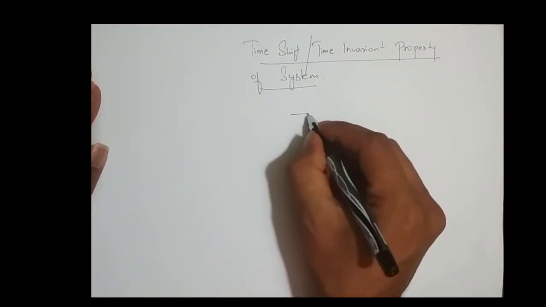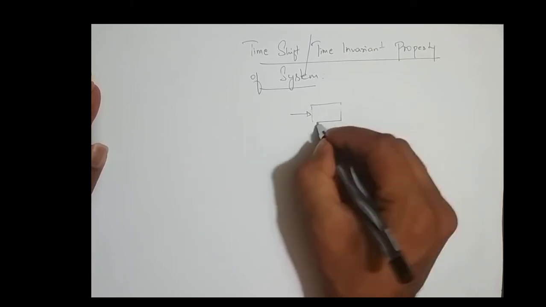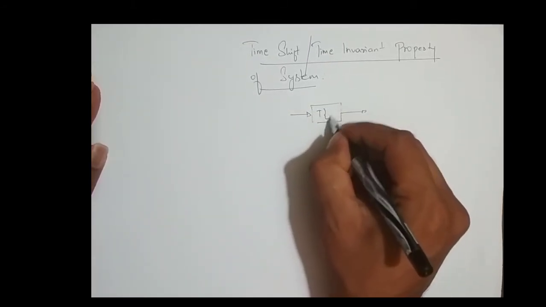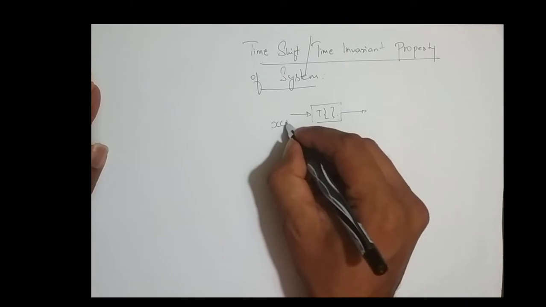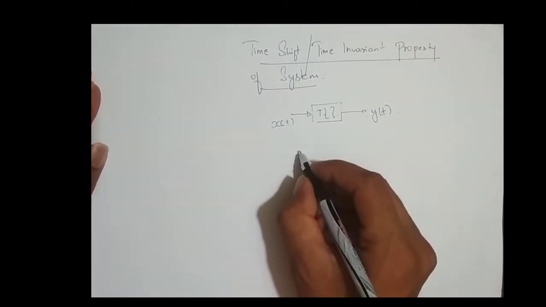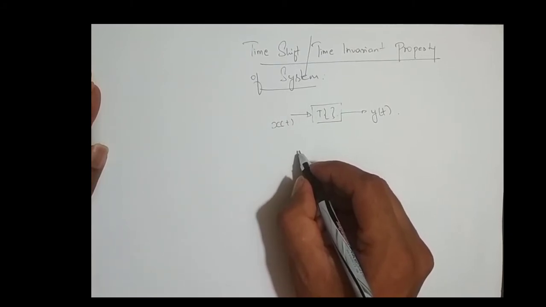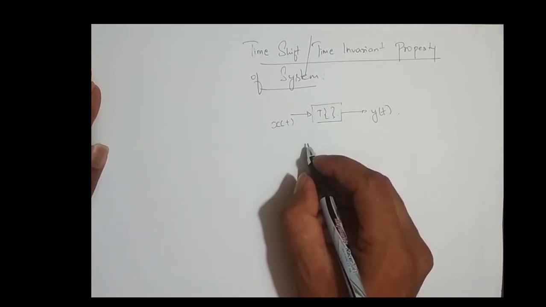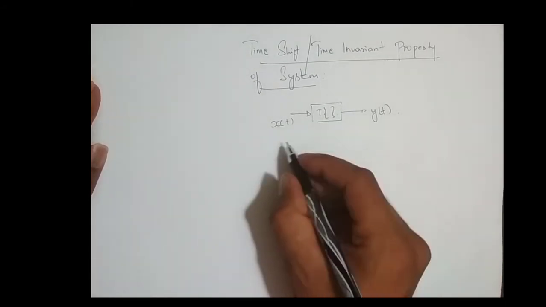Okay, consider that we have a system which does some transformation to the input x of t and gives an output. A system is said to be time invariant if a shift in the input signal gives a corresponding shift across the output signal. Okay, let me convince you graphically.